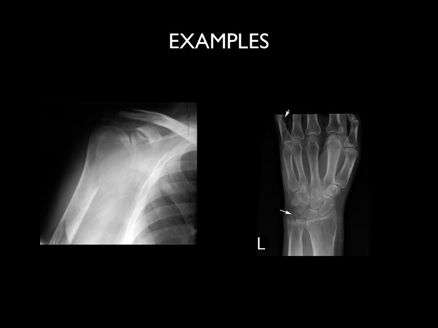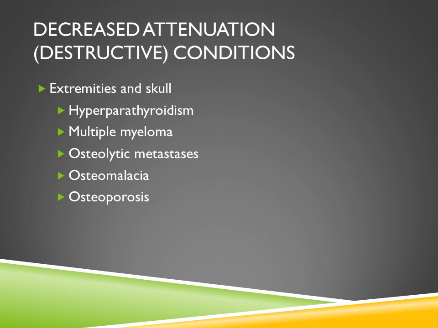Our examples here, the first one is going to be fibrosarcoma that we can see within that tumor of the bone. And then the second one is gout. So some more extremities and skull. Hyperthyroidism. This is going to be oversecretion of your actual thyroid.